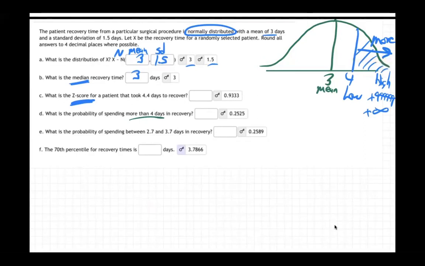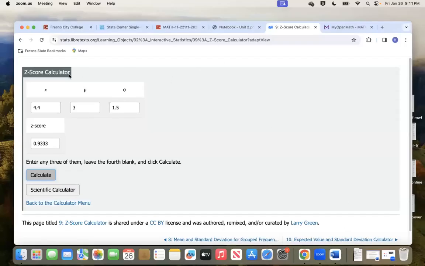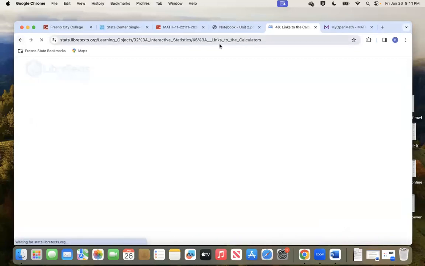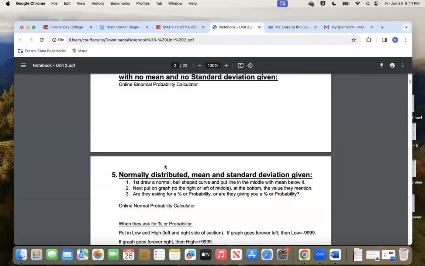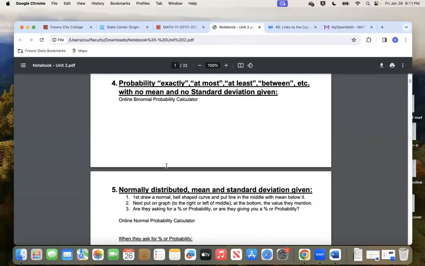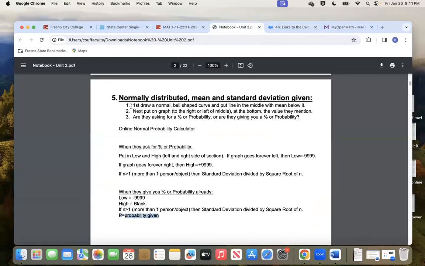So there's what we do. Go to the calculator. Let me do it. Let me show you the notes too, by the way. Here's the unit 2 notes. Coming on down, normally distributed. First, draw the normal curve, put the mean in the middle, put on the graph, left or right, the value they mentioned. Okay, go to the online normal probability calculator.